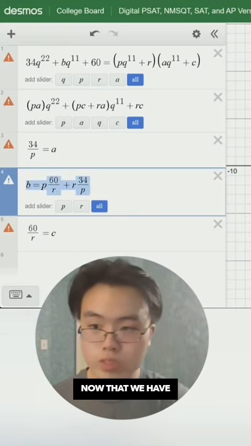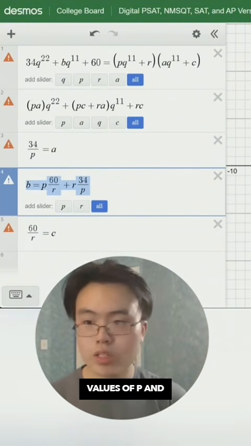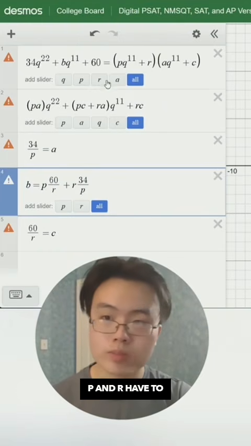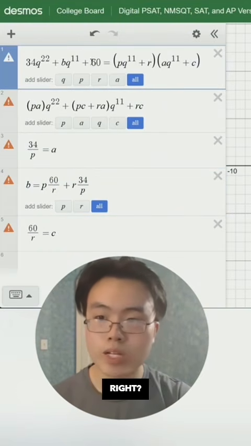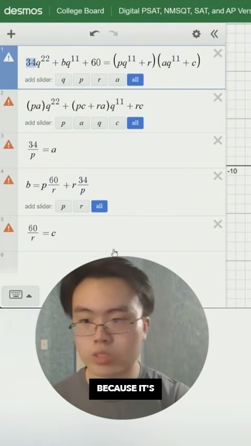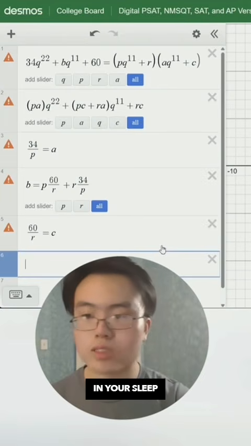Now that we have the equation of b in terms of p and r, we can just plug in all the possible values of p and r and find the highest value for b that it returns. The problem is p and r have to be factors of 34 and 60, right? r has to be a factor of 60, and p has to be a factor of 34. And they have to be integers too, because it's implied in the question, like I explained before. How do we do that? You could do that really easily. I'm sure a lot of you can do that in your sleep, and you can do it really fast.